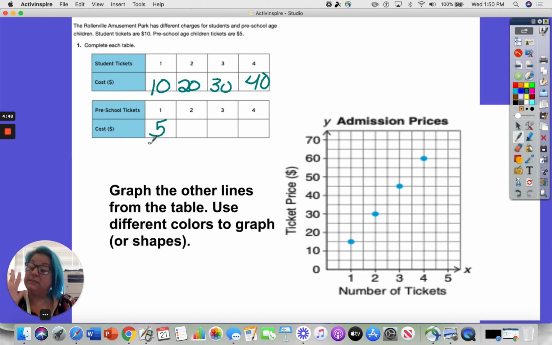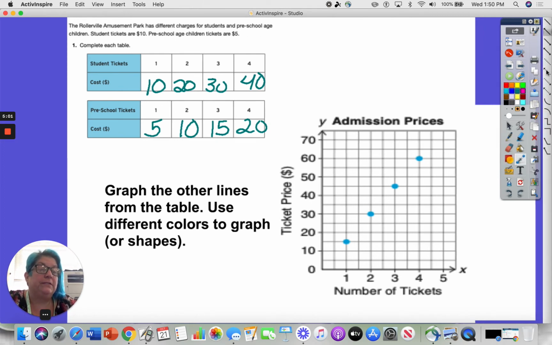Preschool tickets are $5 each. So 1 ticket is $5, 2 tickets are $10, 3 tickets are $15, and 4 tickets are $20. Now, they want us to graph our points. So we are going to graph our points.